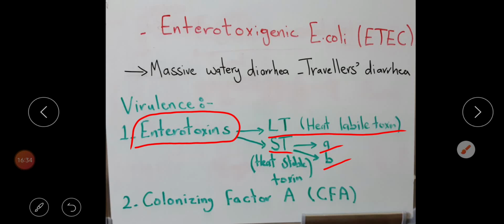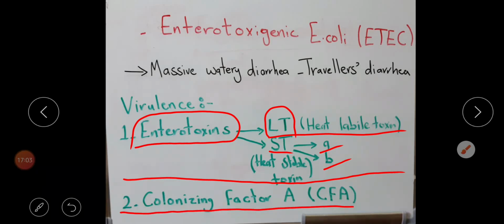Some strains will produce both heat labile and heat stable toxins, while others can produce only one of them. Labile toxin is similar to the cholera toxin, while stable toxin A will stimulate the activity of guanylate cyclase, leading to increased cyclic GMP production and then diarrhea. This is about the first virulence factor of enterotoxigenic E. coli.